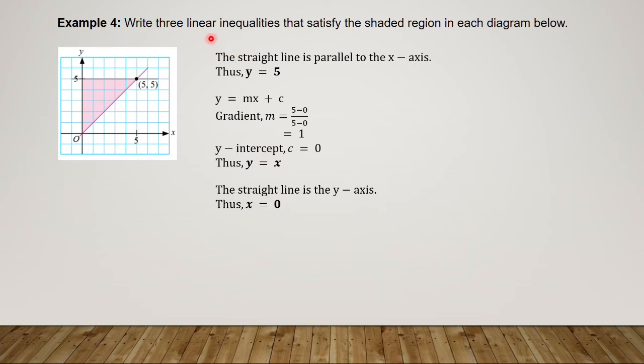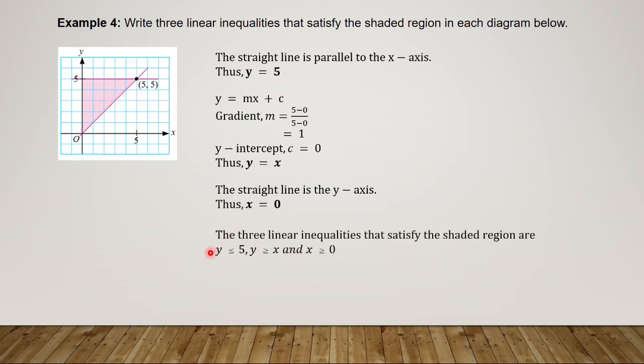So, to write the 3 linear inequalities, you just have to identify the shaded region. For y is equal to 5, this one here, it is at the bottom. Therefore, it's going to be represented using y is less than or equal to 5. I give you the answer here. Y is less than or equal to 5. And then for the second one, y equal to x. It is on top, right? So you are going to use greater than or equal to.